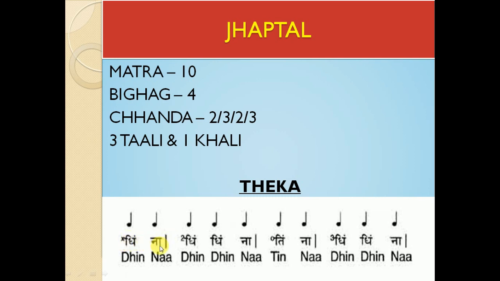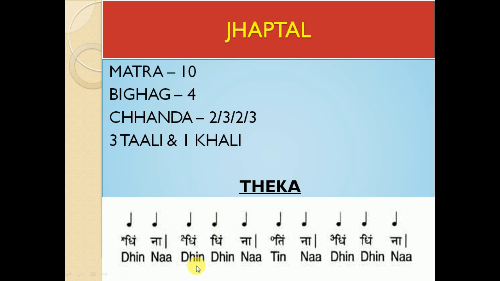Okay, 1 part and a vertical line. Second part, then a vertical line. Third part and a vertical line, and fourth part. So dhinna, 1 part. Dhinna, second part. Tinna, third part, and then dhinna, fourth part. So how many parts? Vibhag, the parts are 4 parts.